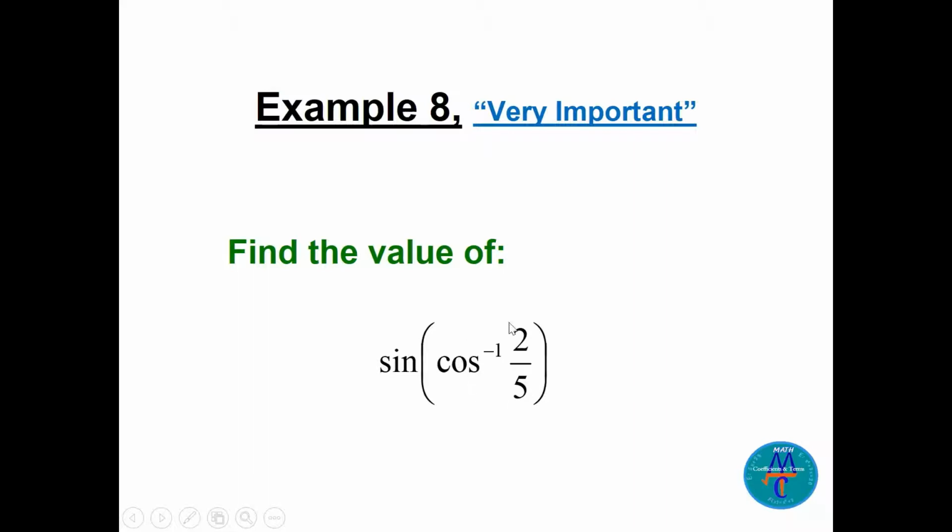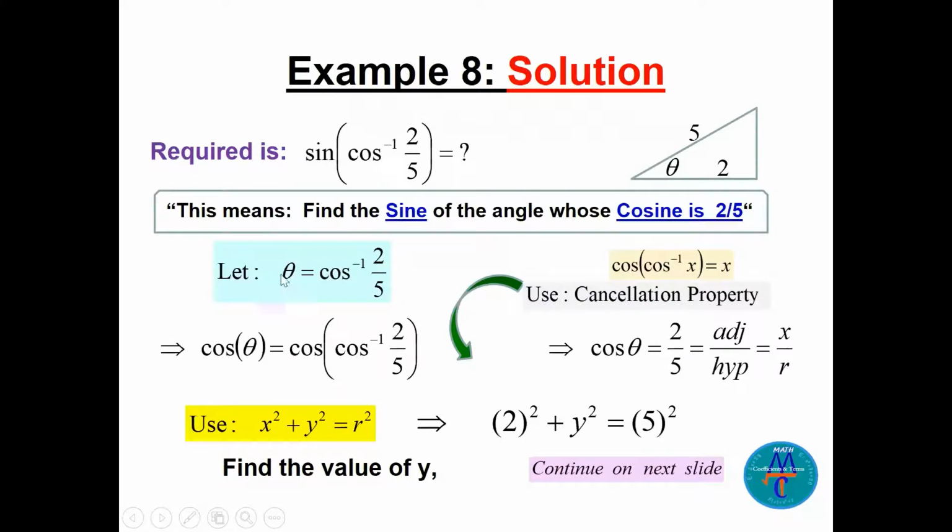The angle is not known, but we know the cosine of that angle is 2 over 5. So that's the question now. Find the sine of the angle whose cosine is 2 over 5. So since this is an angle, I say let theta equals cosine inverse 2 over 5. Let's take cosine on both sides here. Cosine of this theta is equal to cosine of all this value.